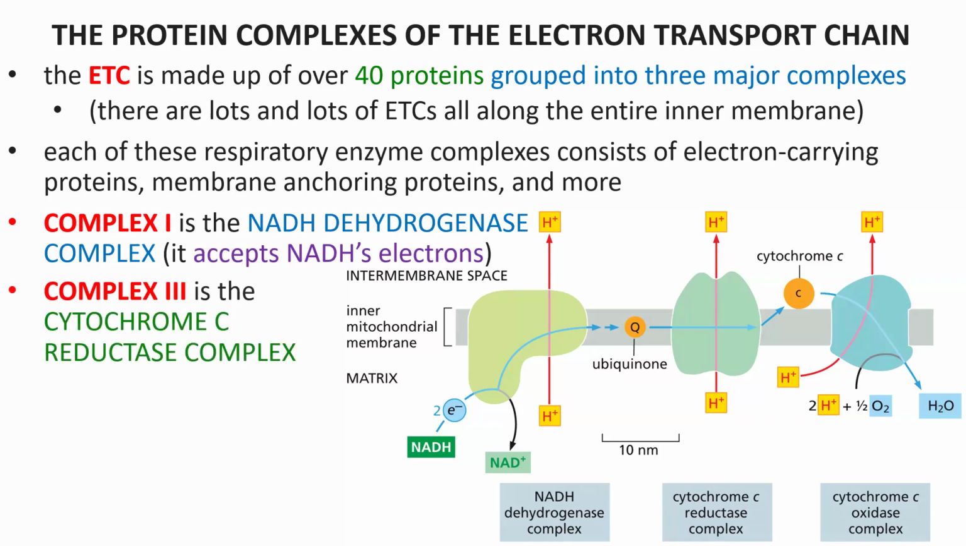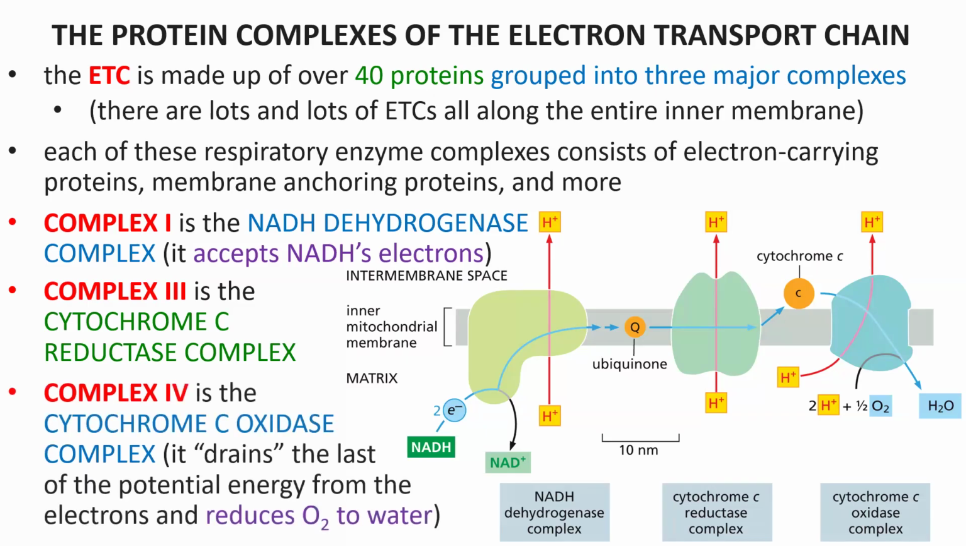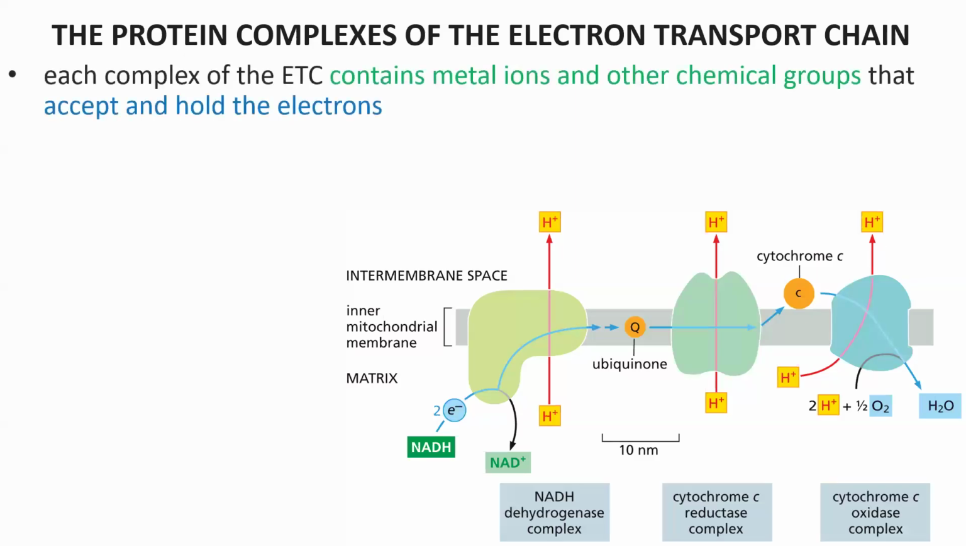Complex 3's more formal name is cytochrome C reductase. So it sounds like complex 3 puts electrons onto cytochrome C, and indeed it does. And then complex 4 is known as the cytochrome C oxidase complex. Well, now we know what that means. It's oxidizing cytochrome C, so complex 4 is accepting electrons from cytochrome C. And we're starting to get a sense of the chain, the C of the ETC. We're starting to get a sense of the hot potato redox game we're playing here. But let's see how it unfolds.